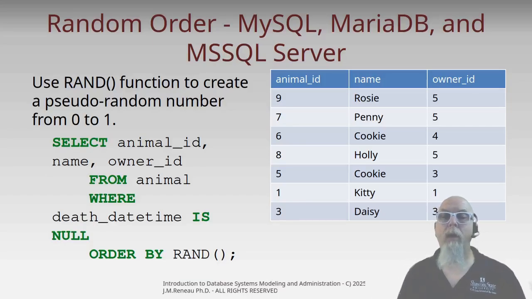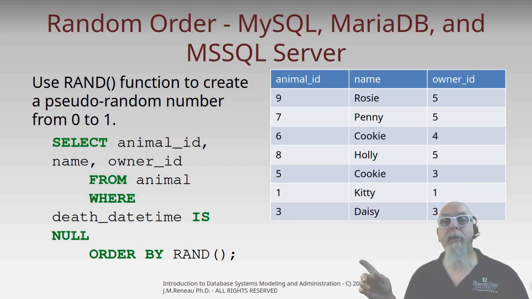Sometimes if you are doing data analysis or data analytics, you might want to sort data in a completely random way. In MySQL, MariaDB, and Microsoft SQL Server, we can use the RAND function, and the RAND function returns a pseudo-random number between 0 and 1. By saying ORDER BY RAND, it's going to shuffle things into a pseudo-random, or pretty close to random, order.